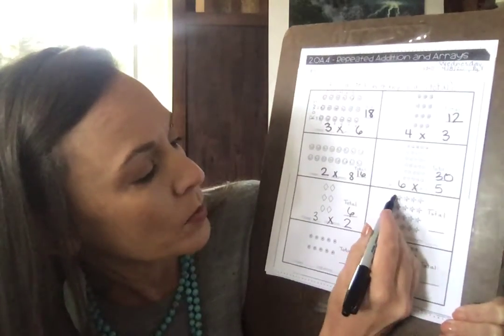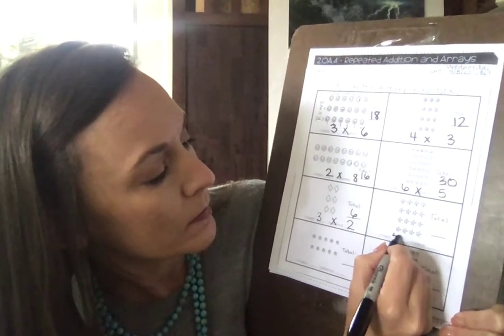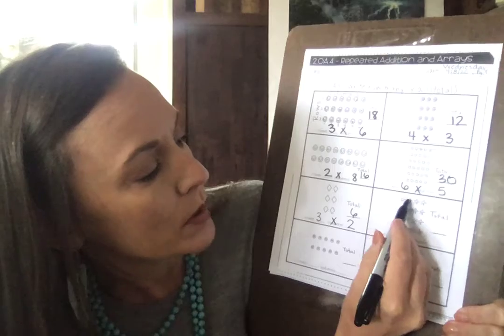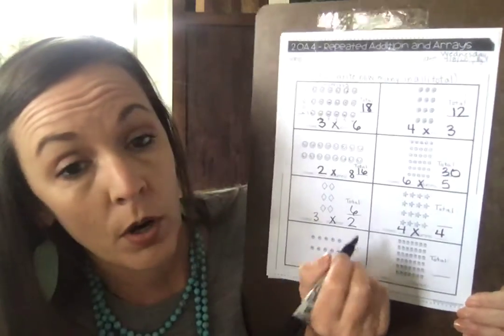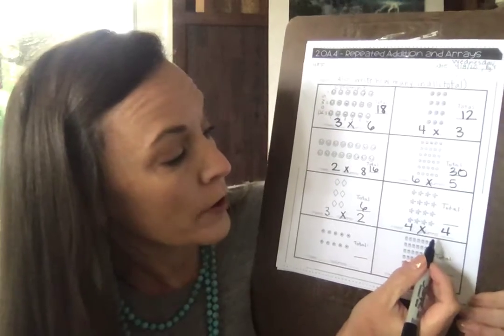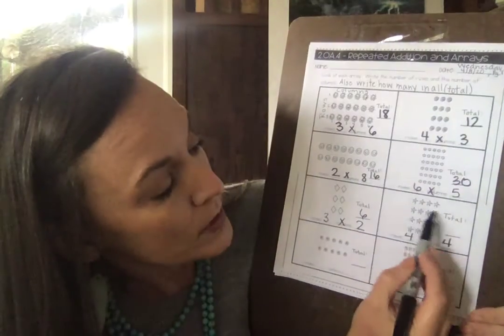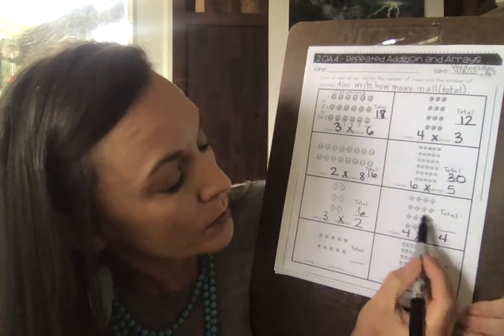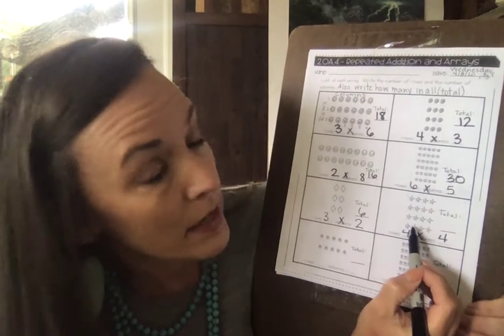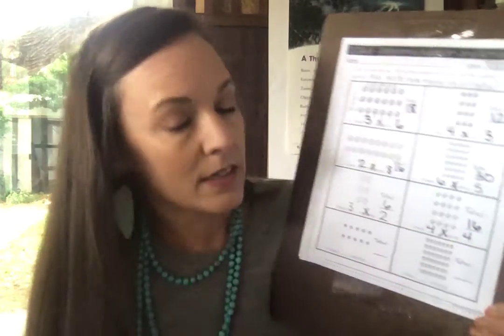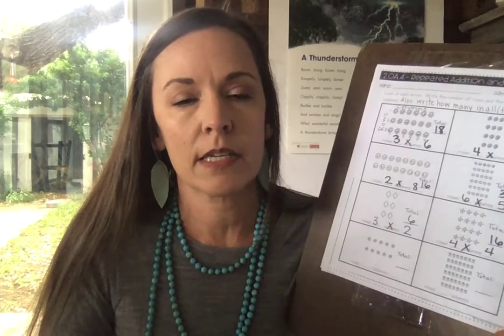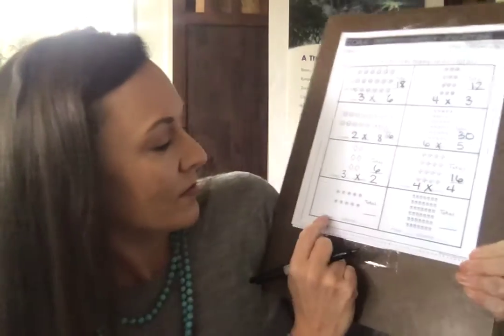Here we go. How many rows? 1, 2, 3, 4. How many columns? 1, 2, 3, 4. I'm thinking 4 times 4. 4 groups of 4. Well, I know 2 groups of 4 is 8, and another 2 groups of 4 is 8. So I'm thinking 8 and 8 together. You got it, 16. If you got that one, give yourself a dab. Nice job.